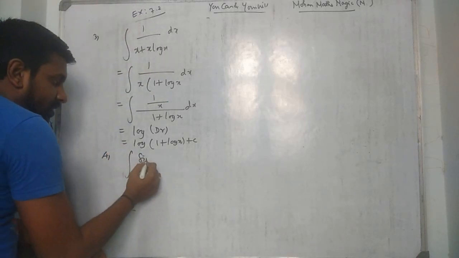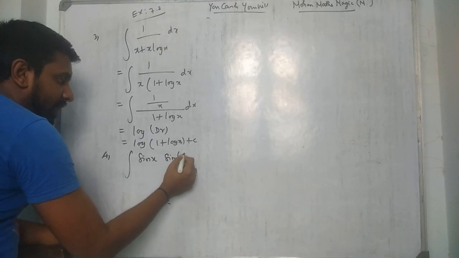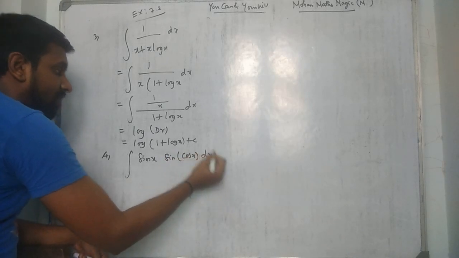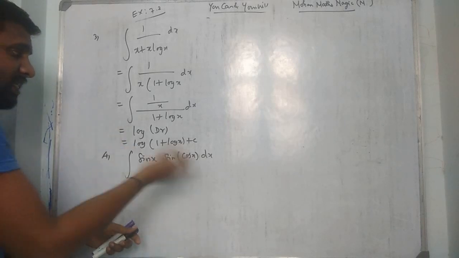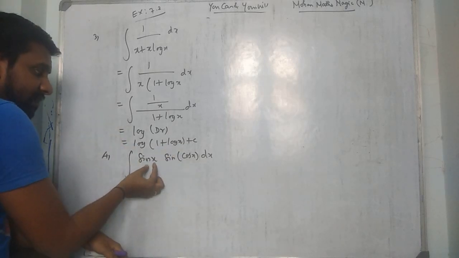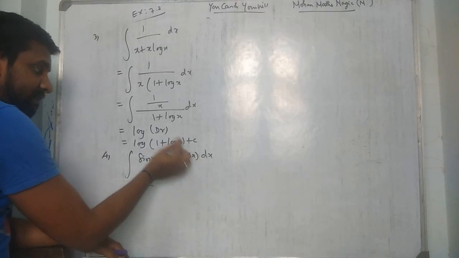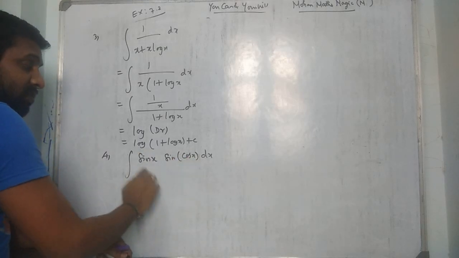So integration of sin x into sin of cos x dx. Okay, now which one should be t? If it can't be integrated directly, let's imagine it as a t. Now if I differentiate sin x, I get cos x. If I differentiate cos x, I get minus sin x. So which one is easy?